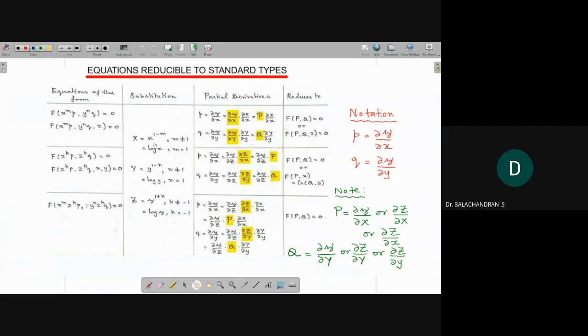Suppose I use the substitution X and Z, then first P is equal to dou Z by dou X. First you divide by Z and multiply by Z, and then divide by capital X and multiply by capital X. So this is dou capital Z by dou capital X. This is P. These two I keep as they are. Similarly, Q is equal to dou Z by dou Y. Here I divide by capital Z and multiply by capital Z, and divide by capital Y and multiply by capital Y. This is capital Q.